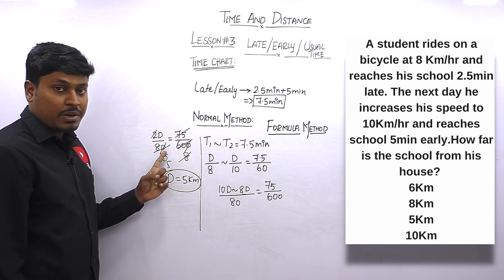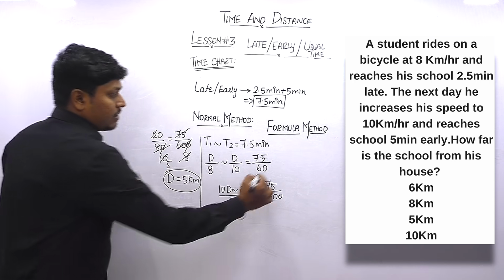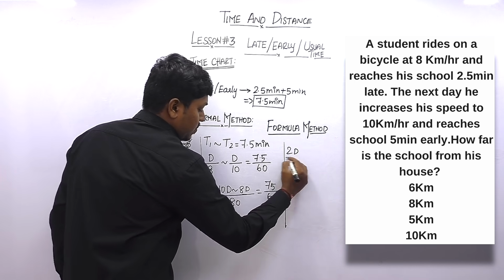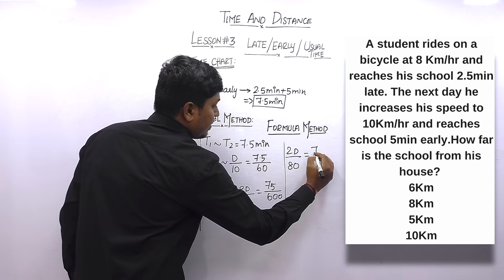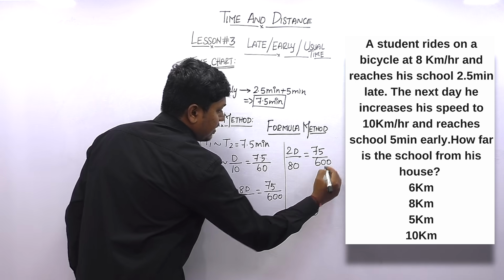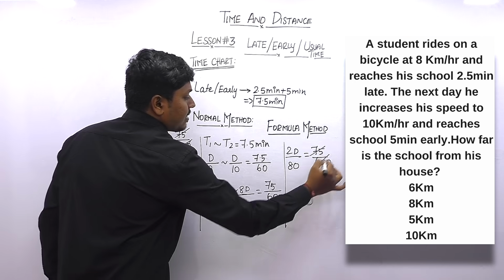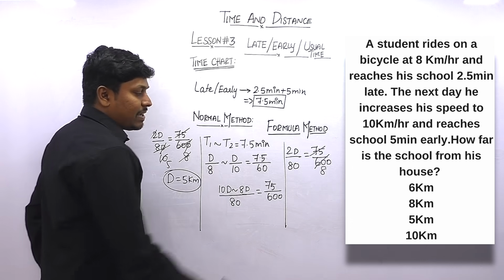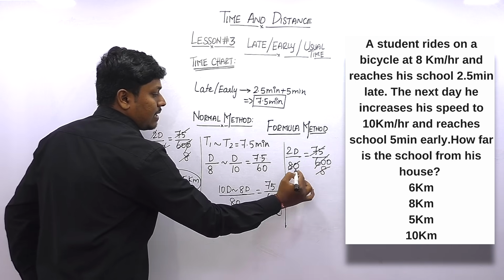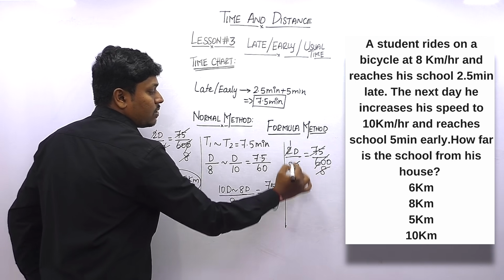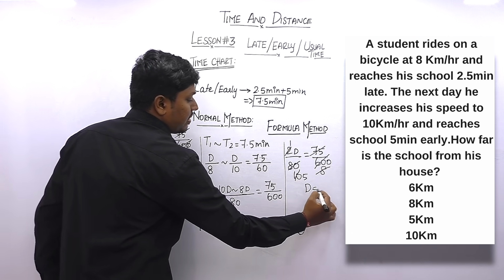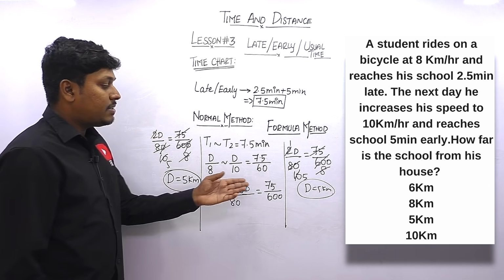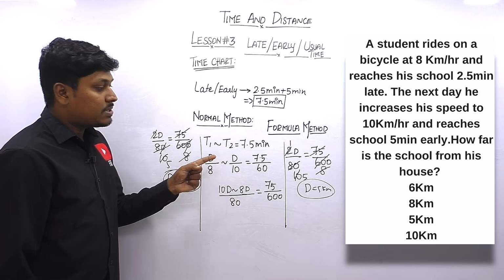So friends, did you get how I did this, or otherwise I can do it again. See here, 10d minus 8d will be 2d. So 2d divided by 80 is equal to 75 divided by 600, right? What I actually did is cancel directly 8 times. 8 5s are 40, so we can say that 60. So we can directly cancel this 8 times, and 80 and 10 times, and 1 2s are 2 5 times. So d is equal to 5 km. So the answer for this question number 3, the distance from his home to the school, is 5 km.